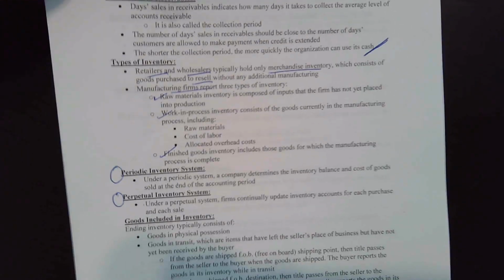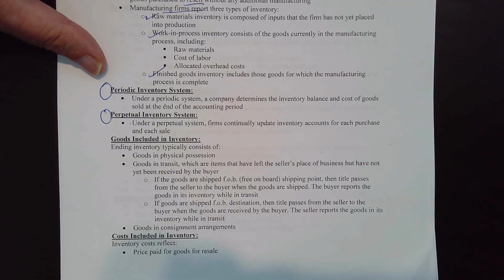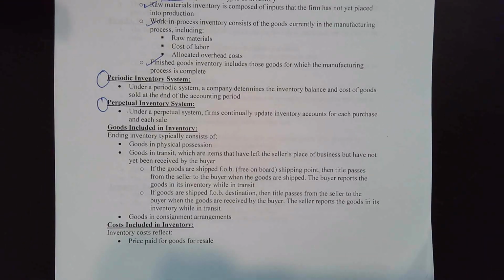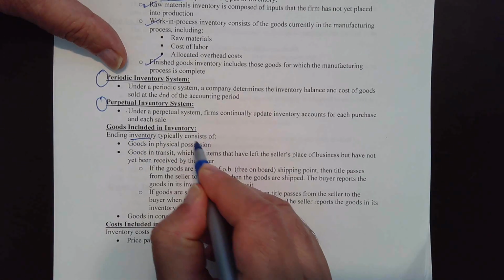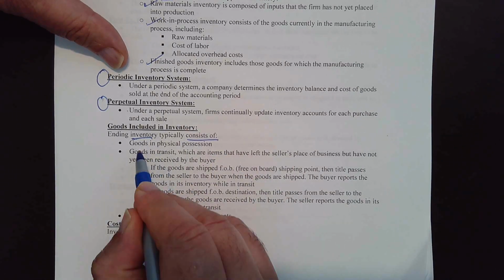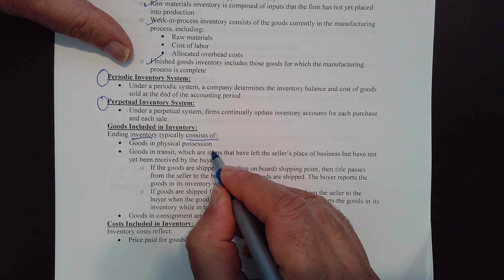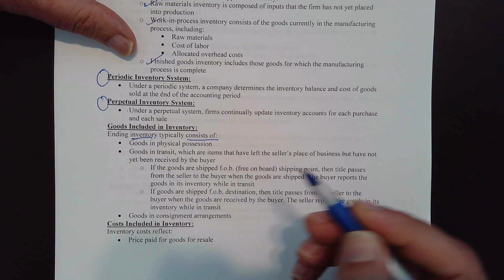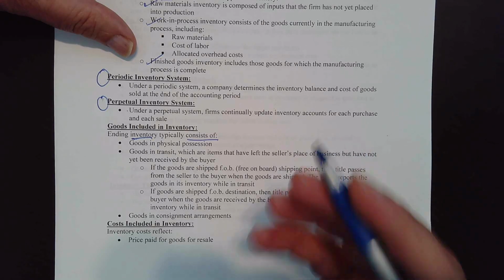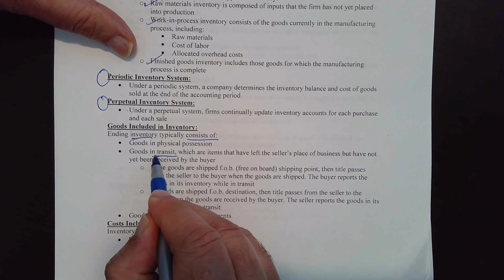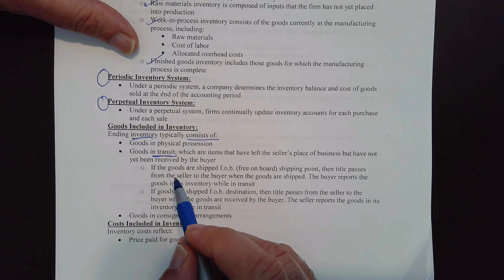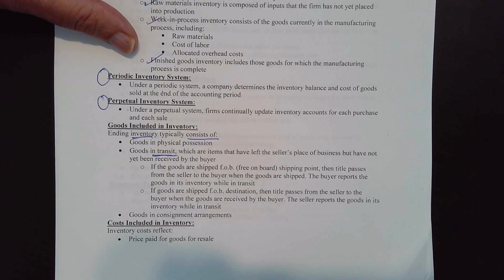The next thing we're going to talk about is what are the things that are included in our inventory. What do we call inventory? So inventory typically consists of goods in physical possession. For example, Best Buy has TVs, fridges, computers, VCRs, DVD players, things like that. Goods in transit means either Best Buy is bringing goods from, let's say, Sony TV, so they are in transit coming to the stores, or Best Buy is selling those goods to the customers and they are going to the customer's house.